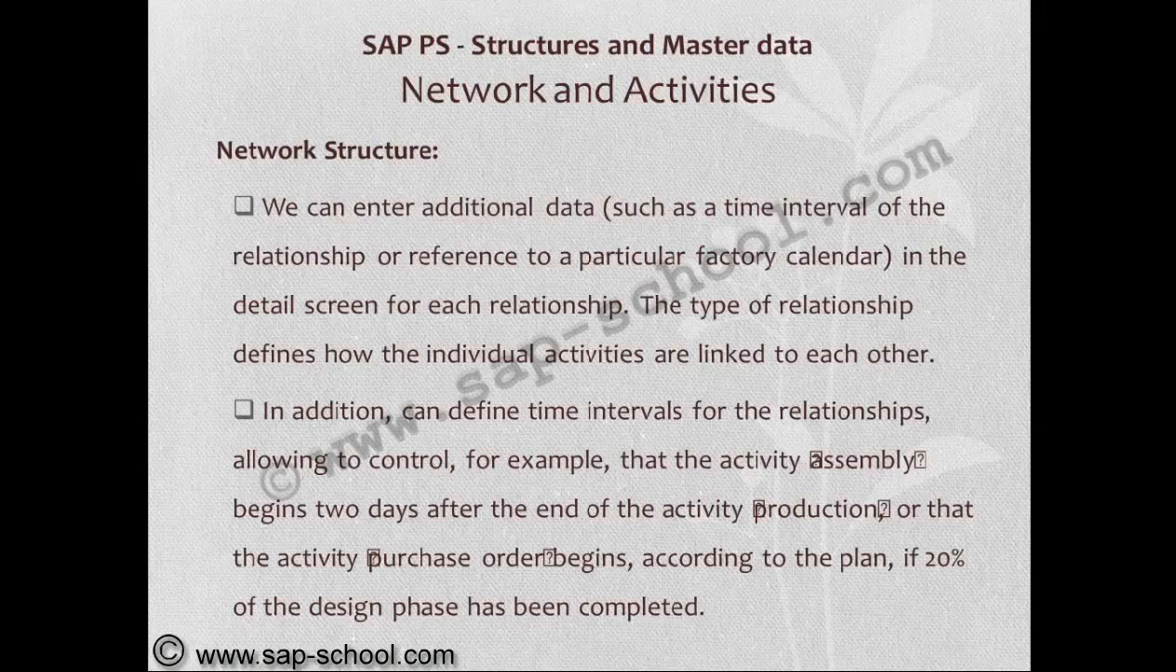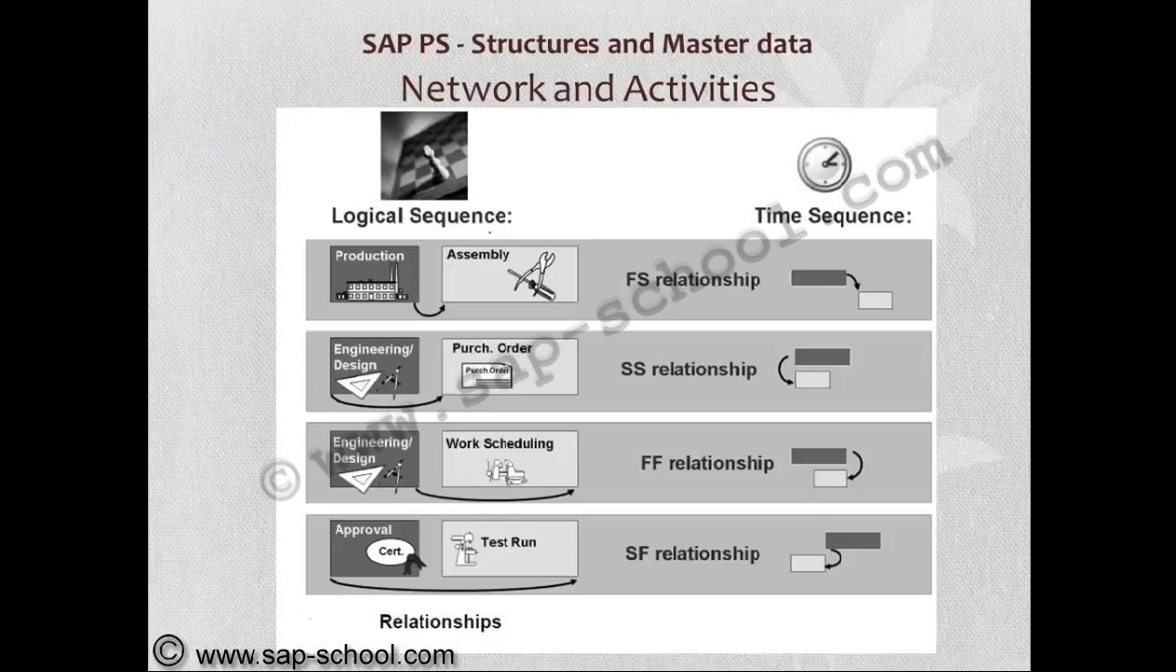The type of relationship defines how the individual activities are linked to each other. In addition, you can define time intervals for the relationships, allowing you to control, for example, that the activity assembly begins 2 days after the end of the activity production, or that the activity purchasing order begins according to plan if 20% of the design phase has been completed. Here we can see the relationships clearly.